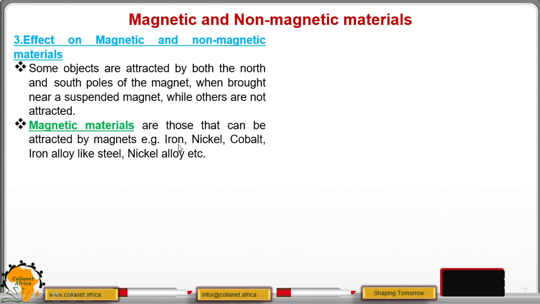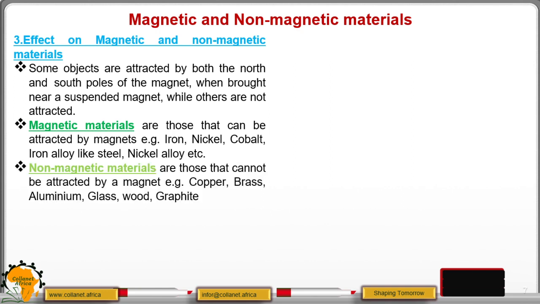For instance, we have iron, nickel, cobalt, the iron alloy like steel, nickel alloy, and many others. So these materials that we have given here, when you bring them closer to a permanent bar magnet or any other magnet, you will find that these materials are attracted. Then those materials, we call them magnetic materials.